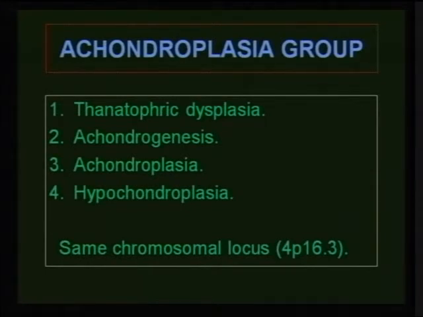Achondroplasia is a group of diseases, but they are sharing the same character. Also, it has a very specific picture. Those are 4 groups: thanatophoric dysplasia, achondroplasia, achondrogenesis, hypochondroplasia.